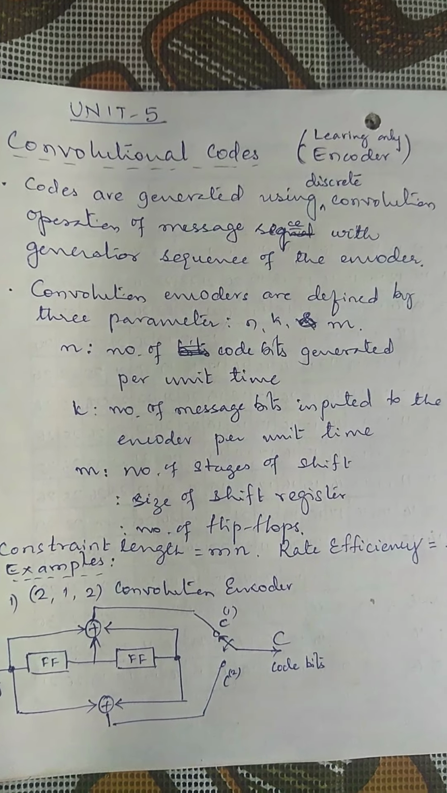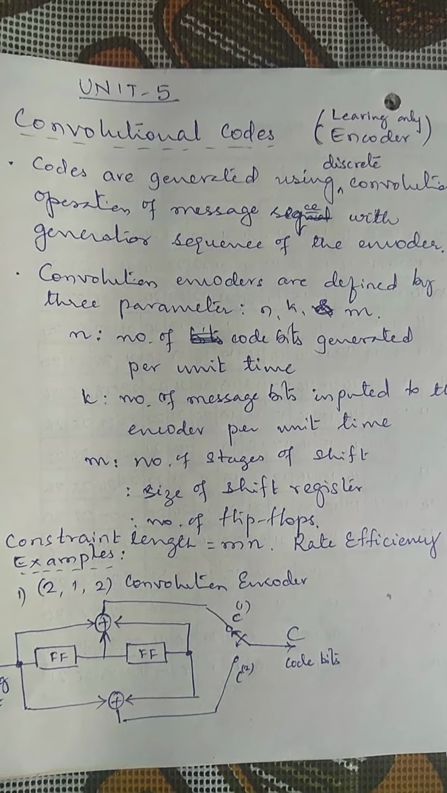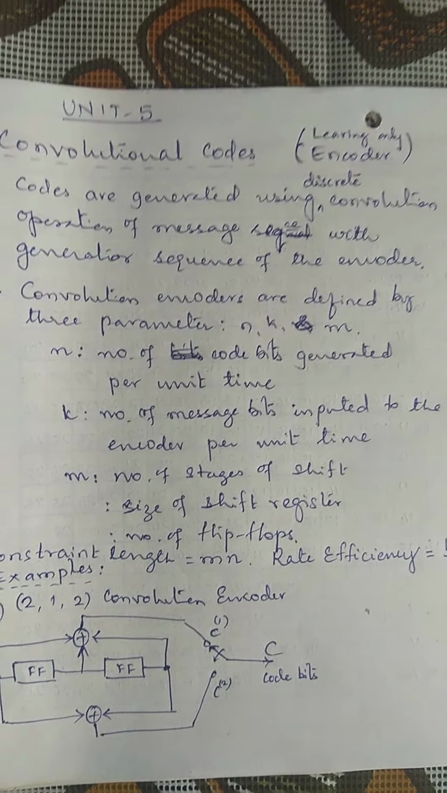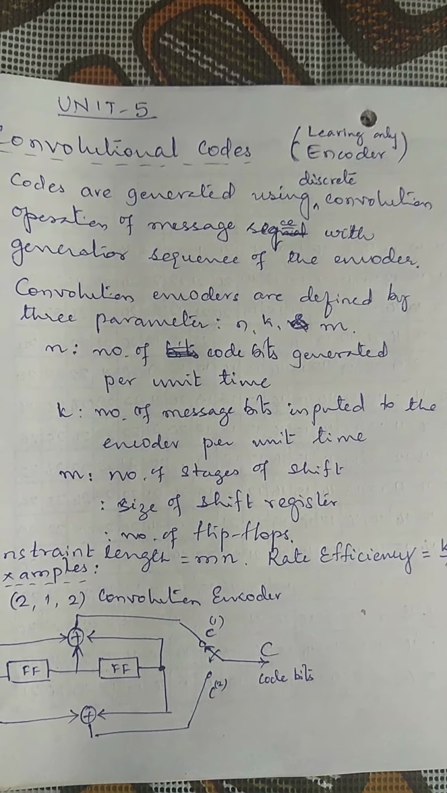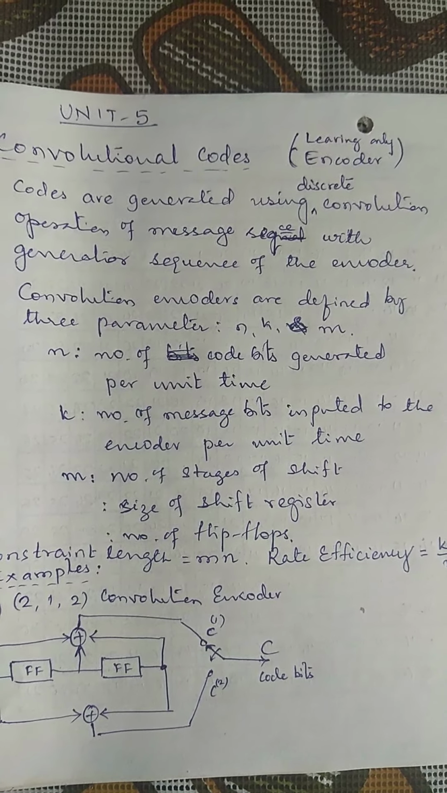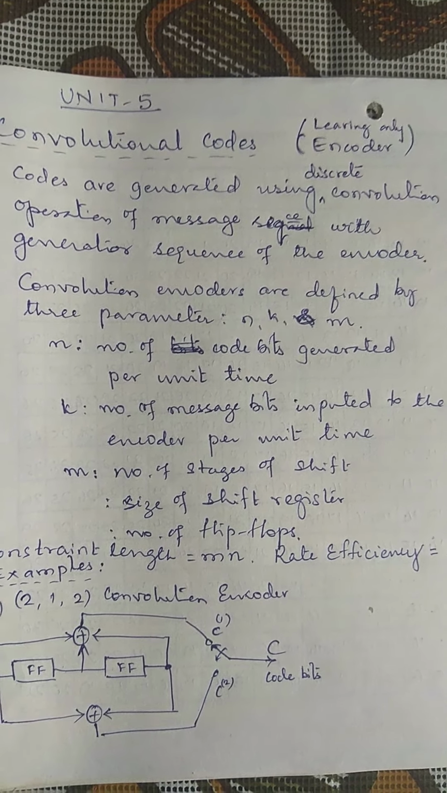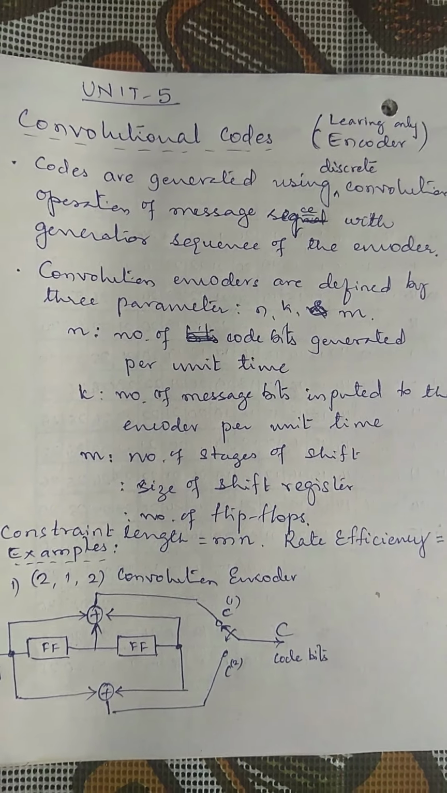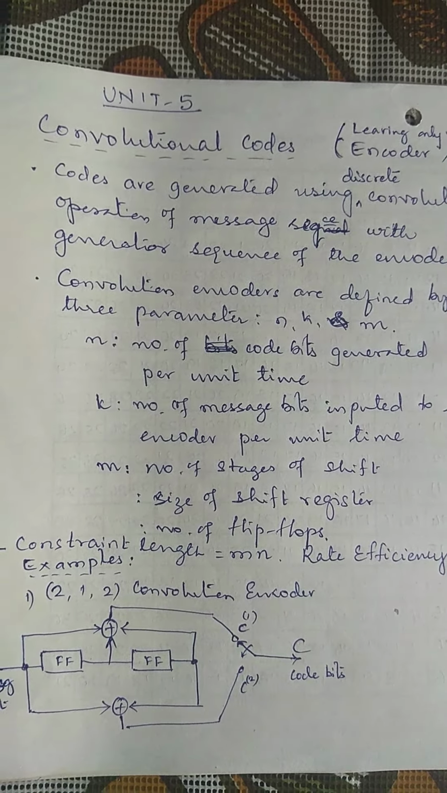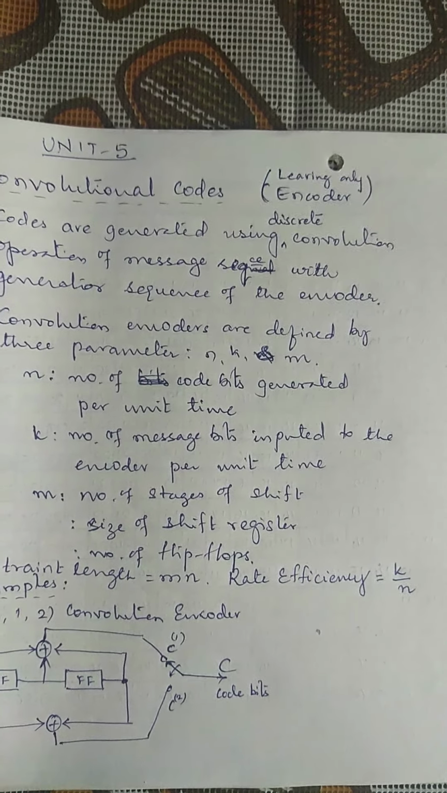n indicates the number of code bits generated per unit time. k indicates the number of message bits inputted to the encoder per unit time. m indicates the number of stages of shift, which is equal to the number of flip-flops in a shift register. It's defined by two parameters: one is constraint length, given by m into n, and the other is rate efficiency, given by k by n.